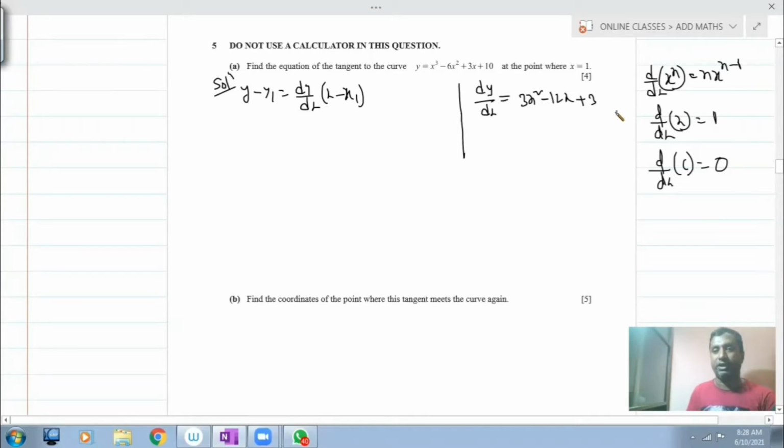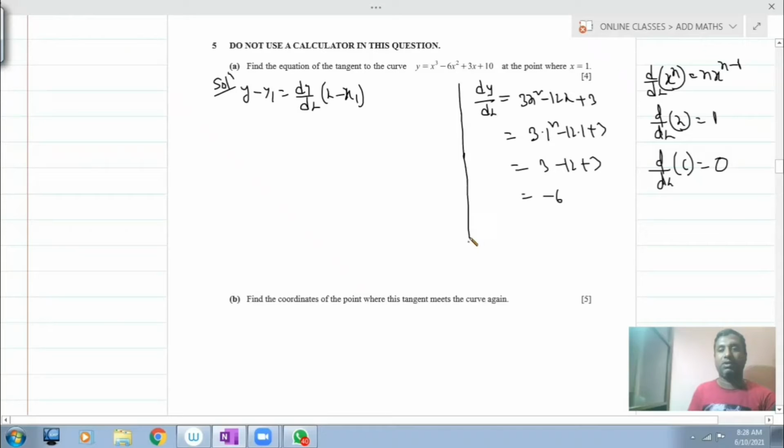So I'm not going to write this. Now let us put the value of x in this one, that is 3 times 1 squared minus 12 times 1 plus 3. So 3 minus 12 plus 3, if I simplify this one, we are having 6 minus 12, minus 6. This is the gradient.